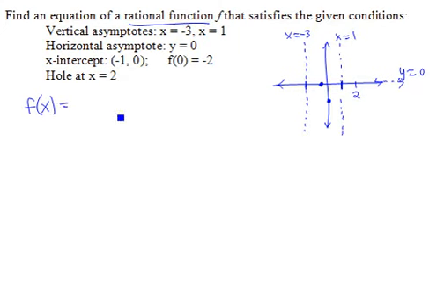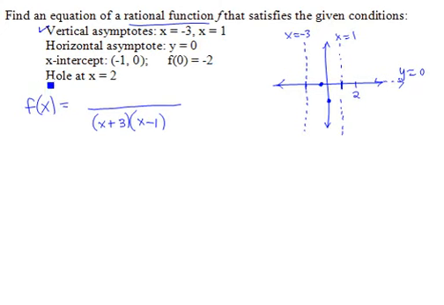So a rational function is a ratio of two polynomials. So we're going to have a numerator and denominator in our function. And let's start filling in some of the pieces that we know. Vertical asymptotes come from zeros in the denominator only. So we must have an x plus 3 factor and an x minus 1 factor to produce the two vertical asymptotes. We also have a hole.